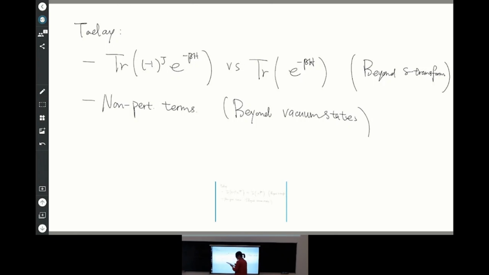Okay. Okay. For a higher dimension, yes. Yes. The last line.